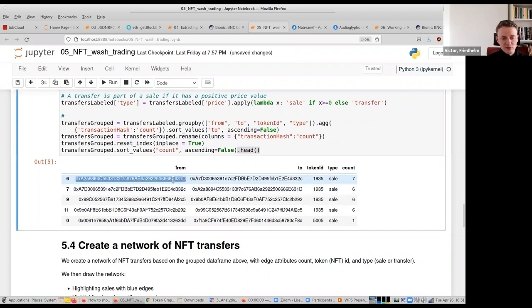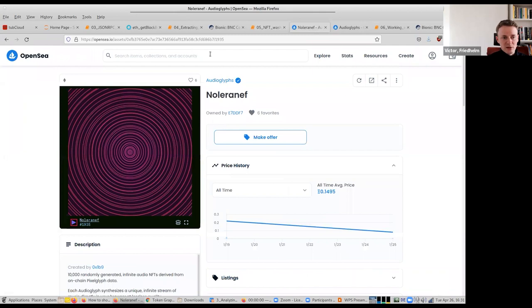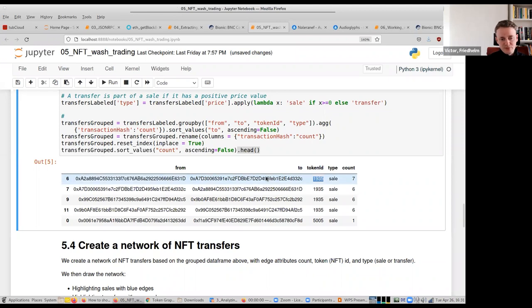We have transfers or sales of a particular NFT ID. What I've shown here is one NFT ID, this 1935. And then we can see, was that actually a sale or was it just a transfer? Here I'm grouping by how often these participants sent that particular NFT in that direction. So we can already see that apparently there was a sale from this address to this other address 7 times.